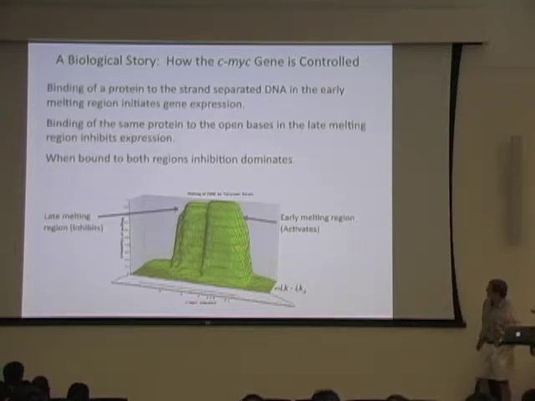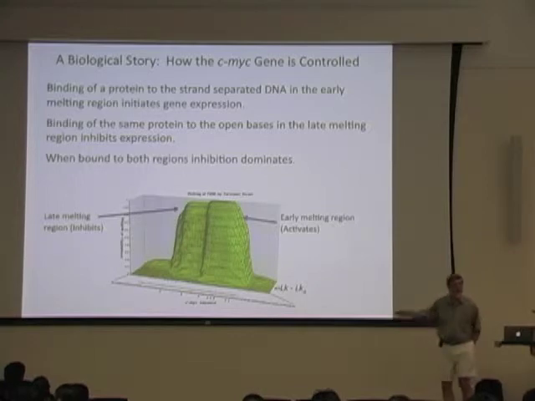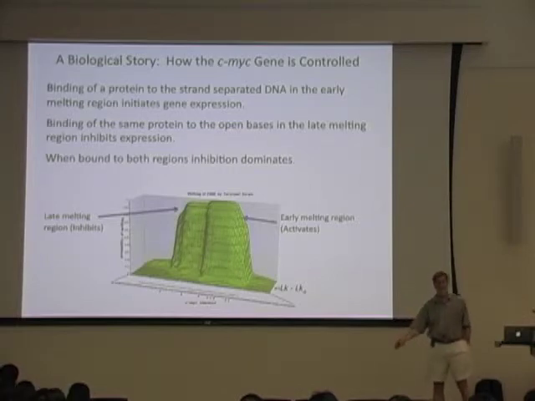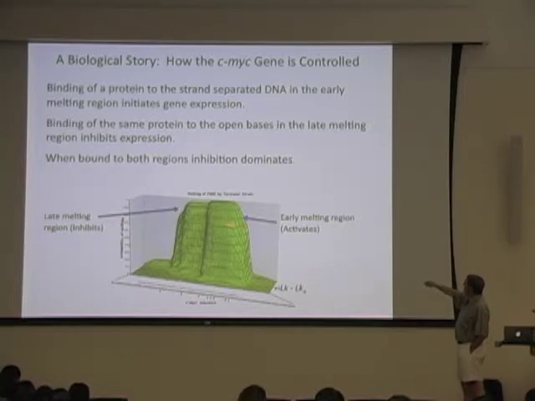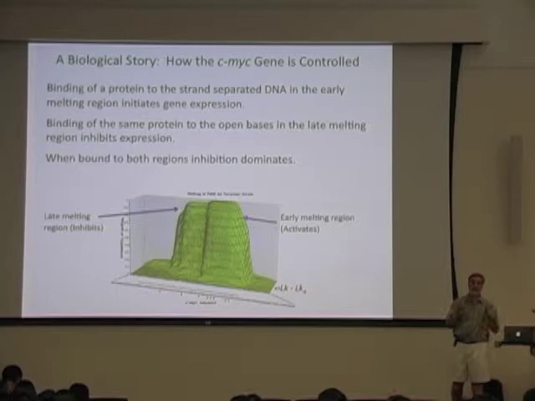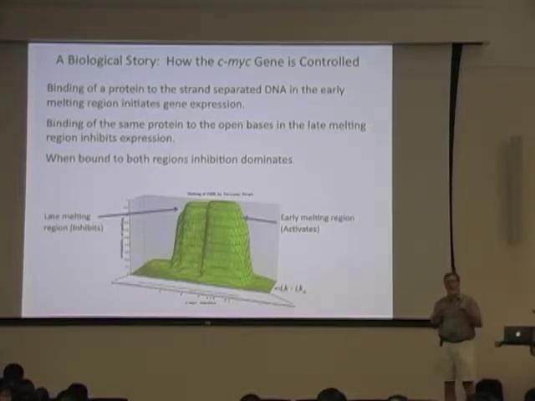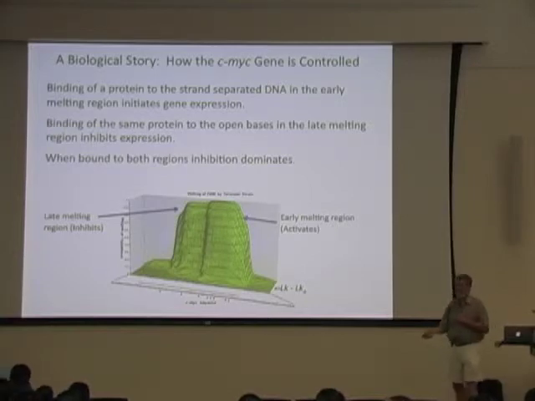Now, there's a protein that binds to this FUSE element. And that protein regulates the next round of transcription. This protein only binds to single-stranded DNA. If the DNA is in a duplex, it cannot bind. If the DNA wants to go back from single-stranded to duplex, the protein falls off. Okay? So this protein binds to the strand-separated piece of the DNA.